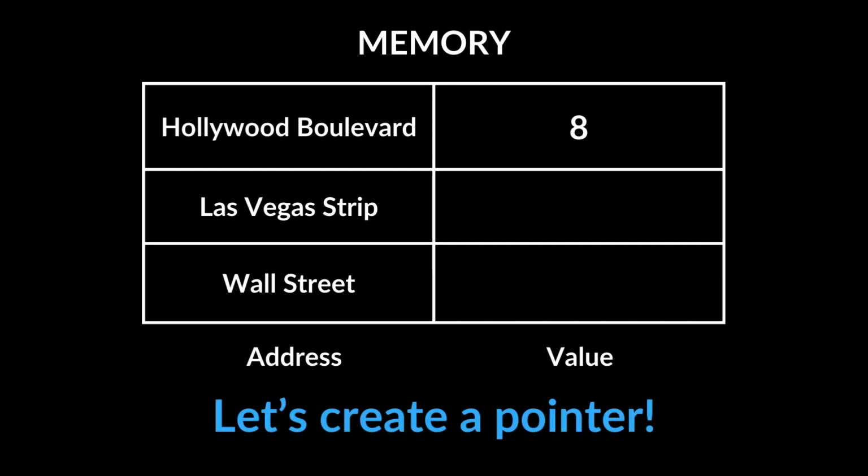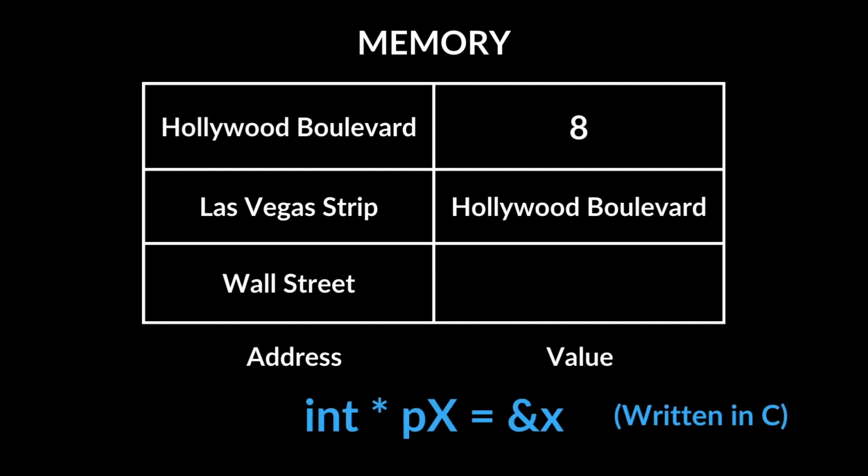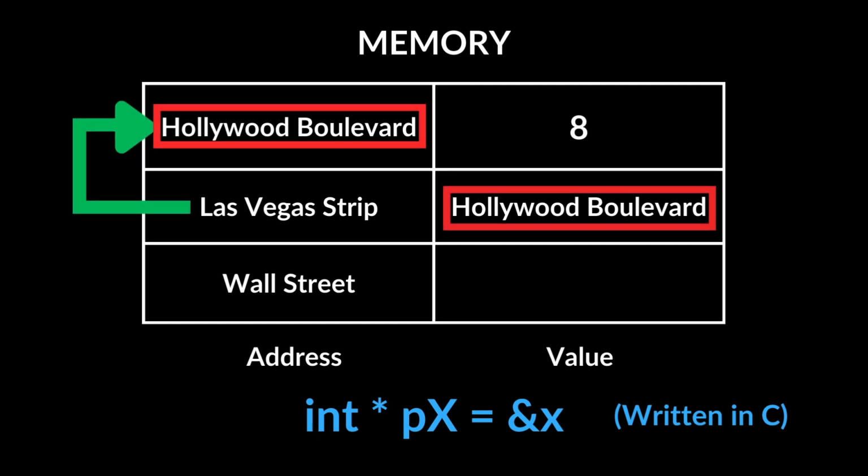Now, let's create a pointer. This means the value Hollywood Boulevard lives at location Las Vegas Strip. Simply put, a pointer is a variable that stores the memory address of another variable.